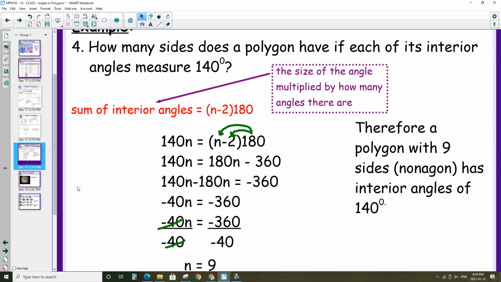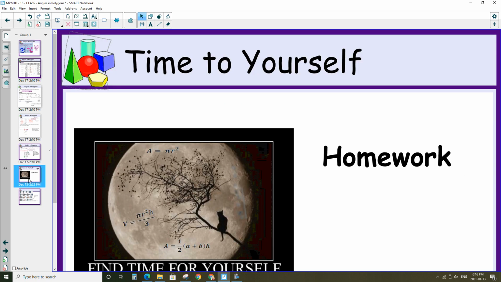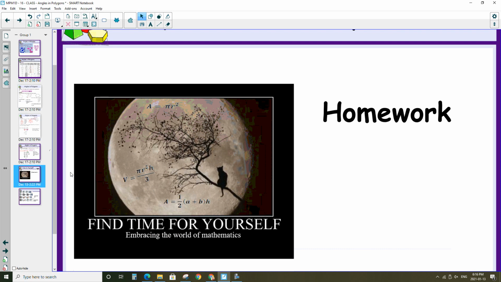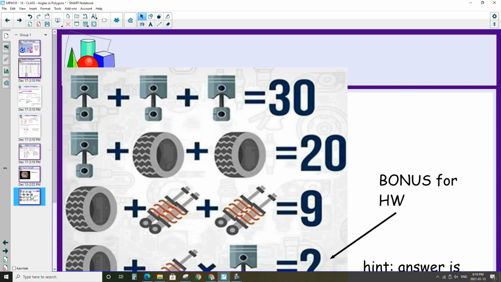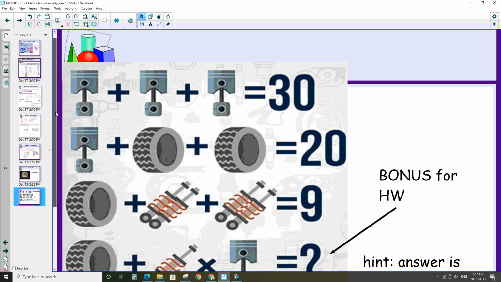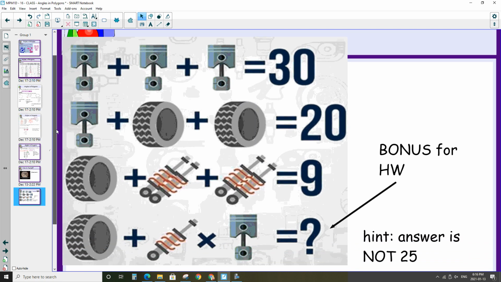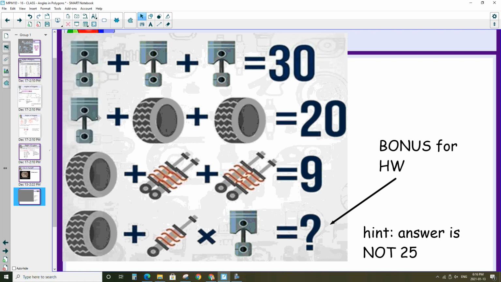And that's it for the examples. So there's a bit of homework that I assigned. There's an attachment in the Google Classroom that you can take a look at. I believe there's 10 questions for you to do. And also, if you watch this video, that gives you an opportunity to try this puzzle here for a bonus question.